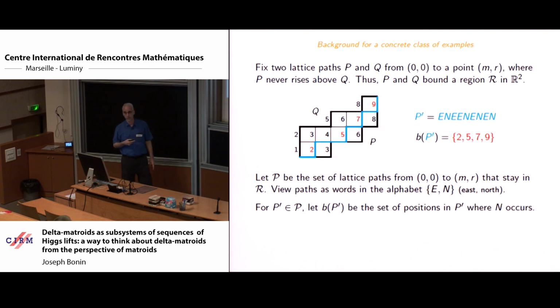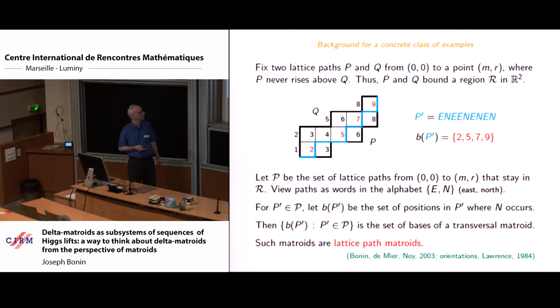Think of them as words in the alphabet east and north. And then with each path, you can look at the set of positions where the north steps occur. So by looking at all paths, we get a collection of sets. Guess what? They are the bases of a matroid, a transversal matroid. And these are lattice path matroids, which Jim Lawrence referred to the other day. He had actually been looking at them in connection with concatenation. He was looking at them in the early 80s.